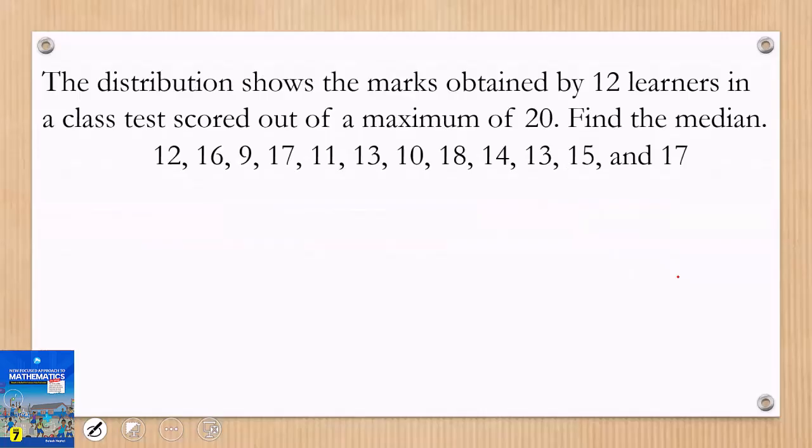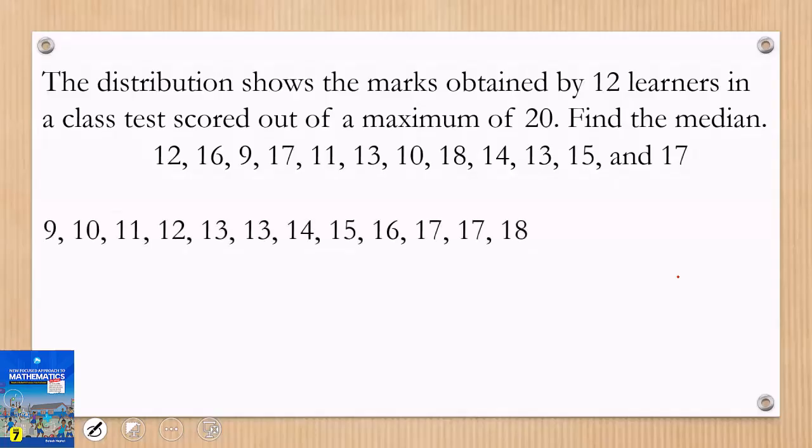The distribution shows the marks obtained by 12 learners in a class test scored out of a maximum of 20. Find the median. Once again, you can arrange this data in order of magnitude, whether descending or ascending. I have done this in ascending once again. Remember, if you go by descending, you get the same answer. Good. So how do we get the middle? Let me do the inspection.